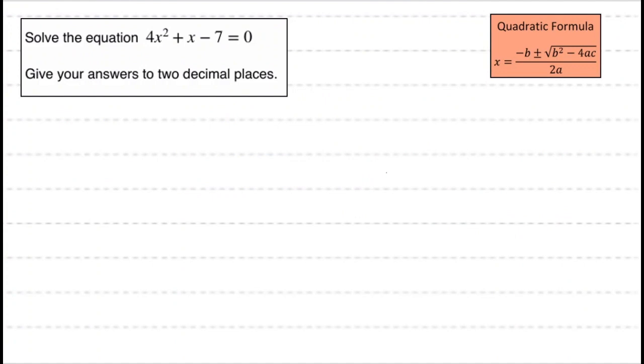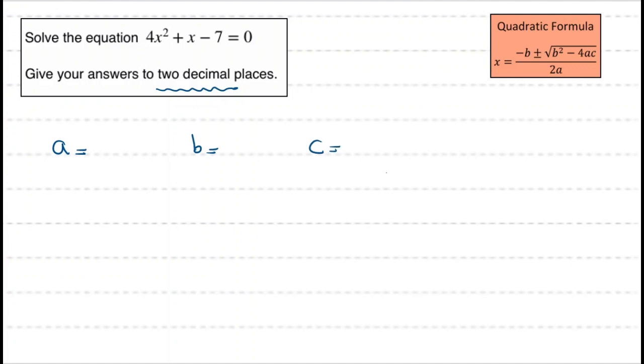Another exam style question. Solve the equation 4x squared plus x minus 7 equals 0 and give your answers to 2 decimal places. Again, we've noticed the hint that tells us that we must use the quadratic formula. So we identify the values of a, b, and c from the equation.